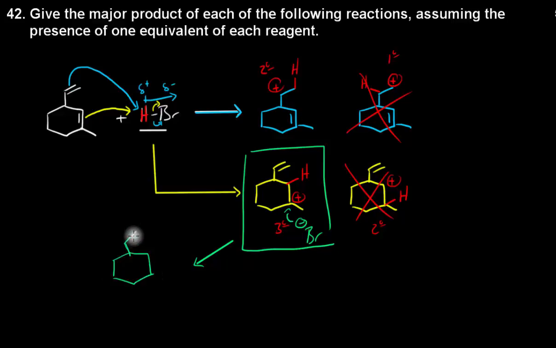You'll end up getting bromine substituted at this position right here. This original double bond up above will be retained. And that's pretty much it for that question. All right, next question.